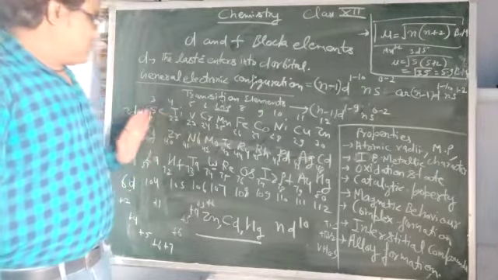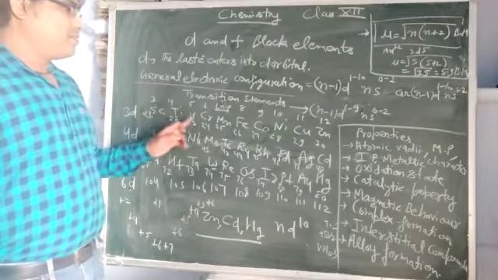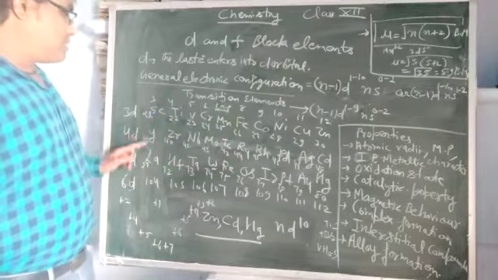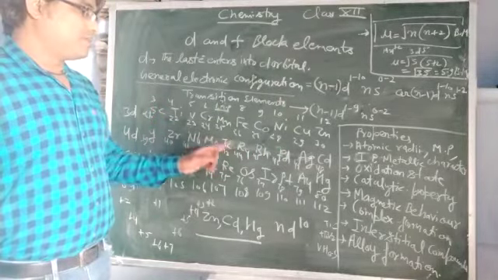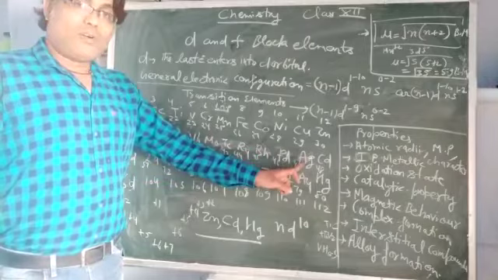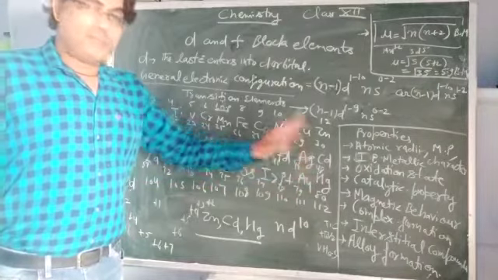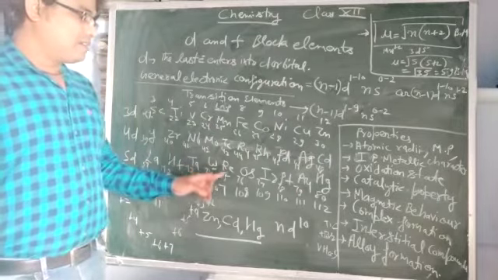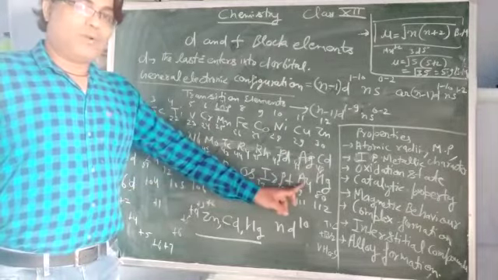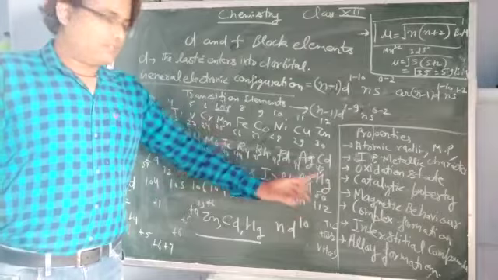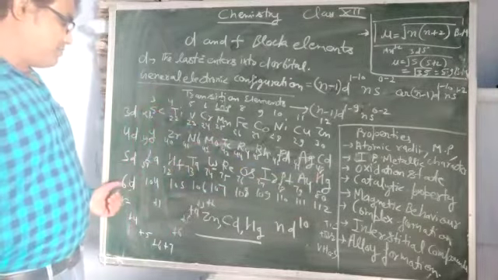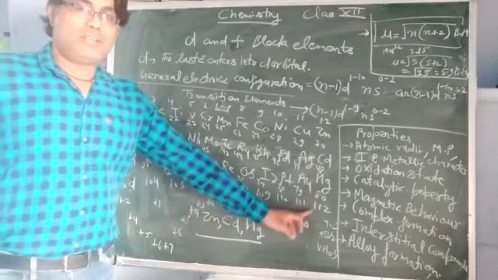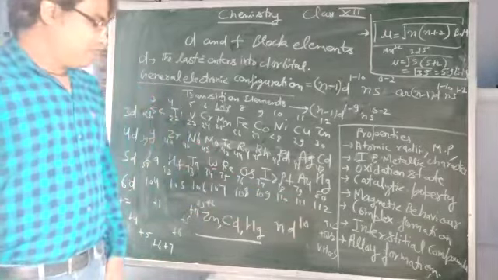These are the elements. In the 3d series we have scandium, titanium, vanadium, chromium, manganese, iron, cobalt, nickel, copper, and zinc. In the 4d series we have yttrium, zirconium, niobium, molybdenum, technetium, ruthenium, rhodium, palladium, silver, Ag, and cadmium. And next in the 5d series we have lanthanum, hafnium, tantalum, tungsten, rhenium, osmium, iridium, platinum, gold, Au, and mercury. And in the last series we have the members from atomic number 104 onwards. We can give IUPAC names for them.